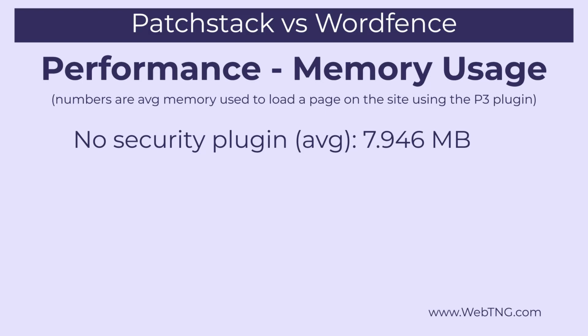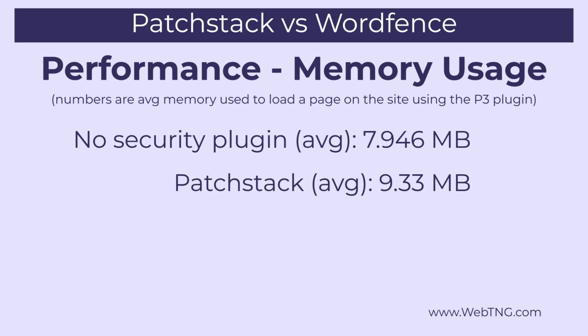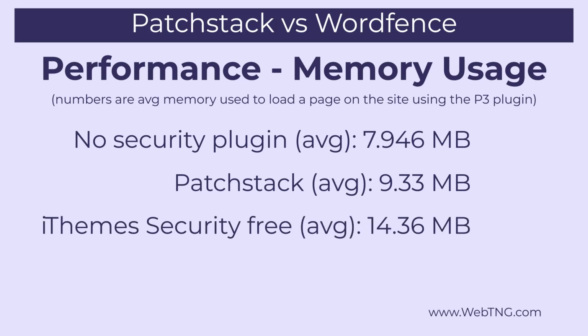So just to summarize that, with no security plugin, it was just under 8 megabytes of memory average for the site. Same site with Patchstack installed, it was about 9 1/3 megabytes of memory, so there was an increase. It wasn't huge. For iThemes Security, the free version, we jumped up to about 14 1/3 megabytes. That is a big jump. It's almost, not quite, but almost double the amount of memory used with no security plugin.